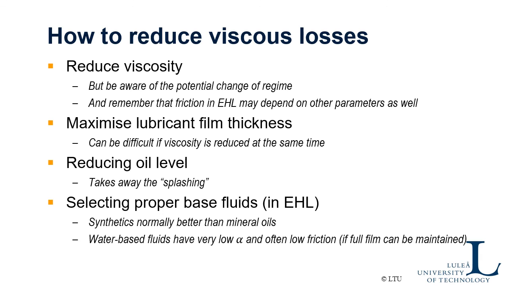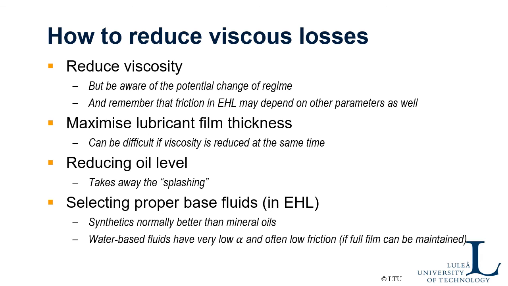You should of course maximize the lubricant film thickness, but that's tricky if you at the same time try to lower the viscosity. But a thicker film gives you a lower friction normally, because you remember the expression viscosity multiplied by speed divided by film thickness. So the bigger the number, the smaller the friction. If you reduce the oil level, you also reduce viscous losses of some types, the splashing type of viscous losses. That's in a gearbox, for example, the height of the lubricant in the actual gearbox. The lower the level is, the less splashing you have.